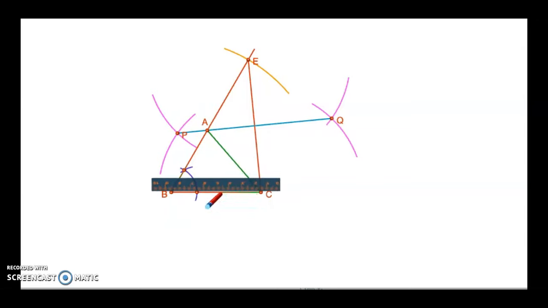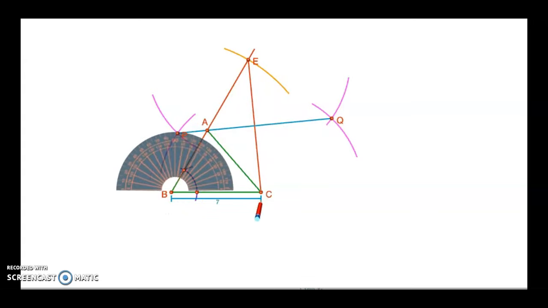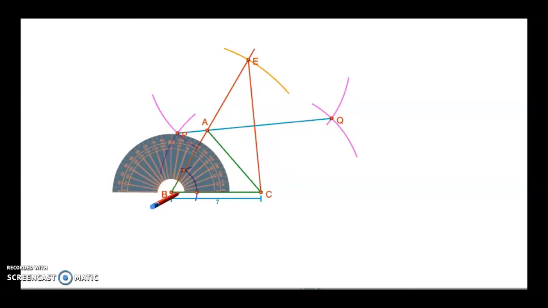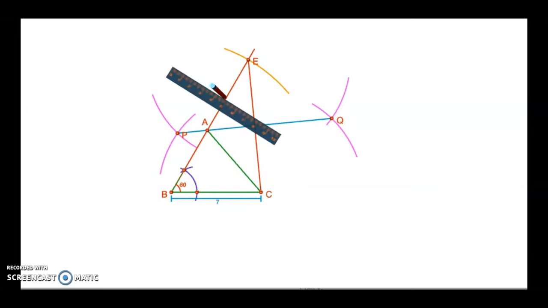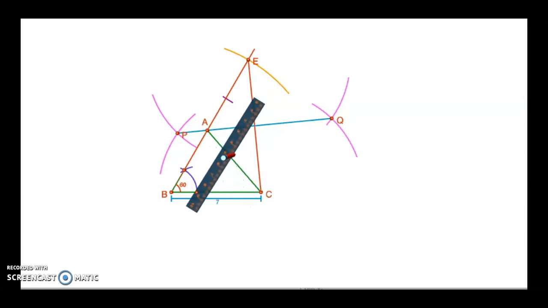Now, how do you think that this triangle ABC is our required triangle? Let us try to see that. Now, let us measure our BC, which we have drawn. The length of BC, which we have considered, is 7 centimeters. Yes, of course, this is the base of our triangle. And let us measure the angle which we have constructed. It is 60 degrees.